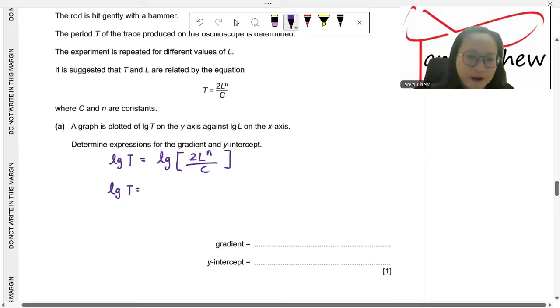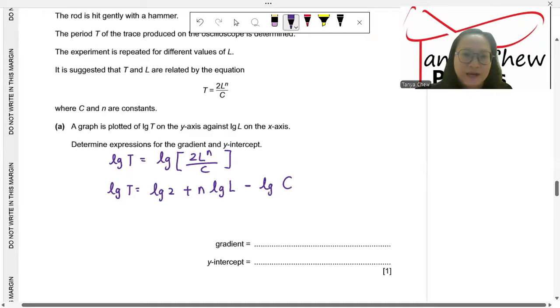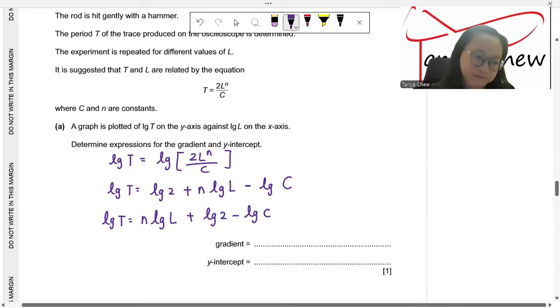Now, log of the right side is log 2 plus n log L, because this is divide, so you minus log C. This is a little bit of math here. And they said log L. So I put log T is equal to n log L first, plus log 2 minus log C.